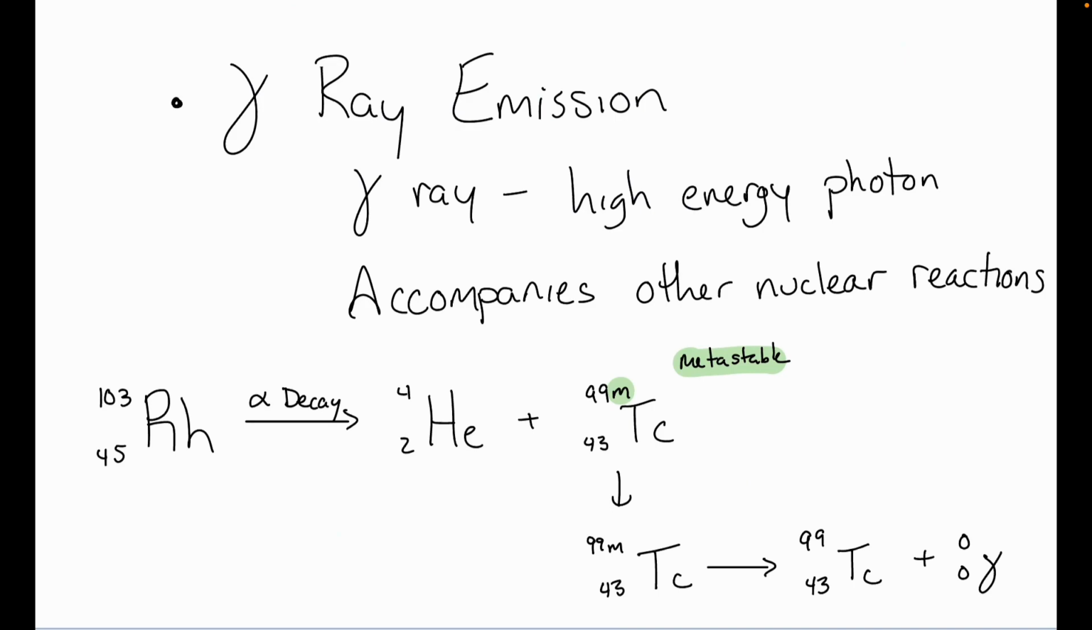Okay, this is our symbol for a gamma ray. It's a photon. It's got no mass. It's got no charge. It's essentially just a ball of energy. Okay, so if something appears with that symbol M, it means it's metastable and will immediately undergo gamma ray emission.